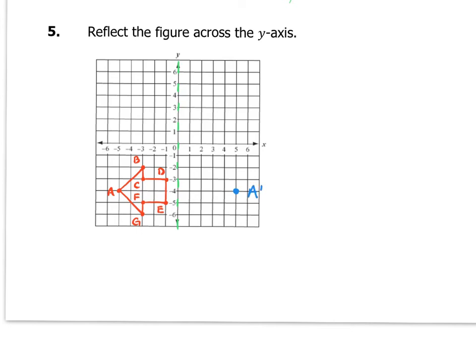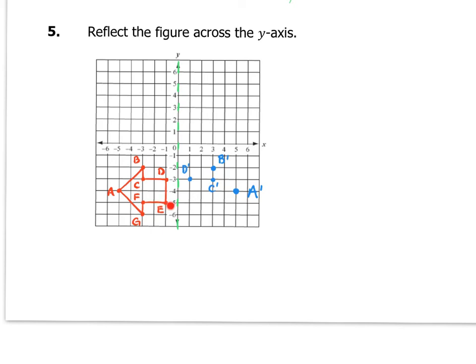The same for point B. Point B has coordinates of -3, -2. It's going to have coordinates of 3, -2 on this side and become B prime. Point C, -3, -3. That will go to 3, -3 now. Point D, -1, -3, goes to 1, -3 as D prime.